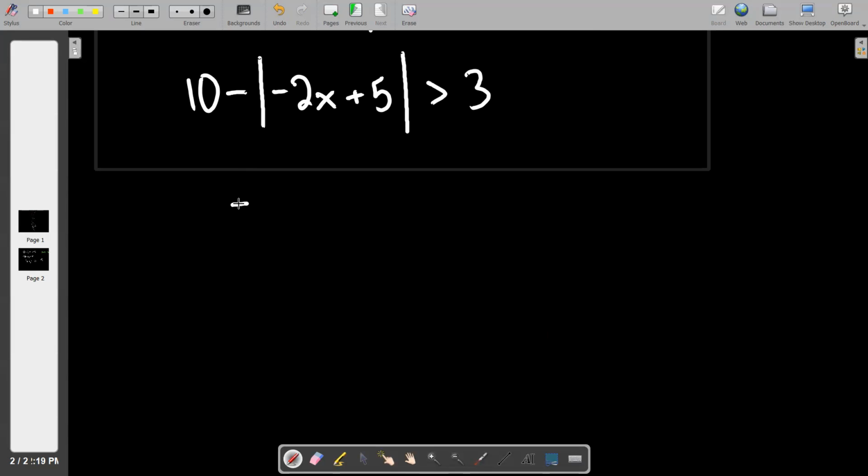So what's left is negative absolute value of, still don't care, is greater than 3 minus 10 is -7. So maybe this is one that's shaping up to be one of the weird ones. But we don't have the right to judge it yet. The absolute value is not by itself. What do we have to do?